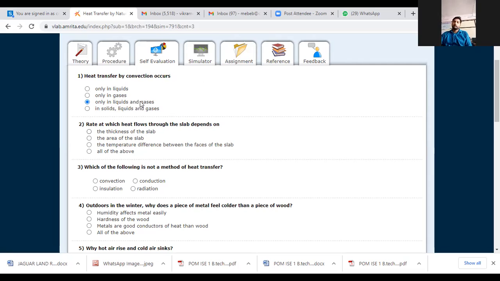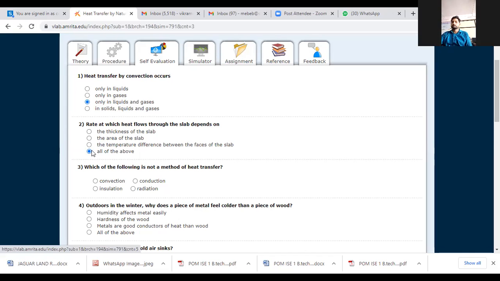Okay. So now here we have to recall Fourier's law. That is nothing but Q is equal to K multiplied by A multiplied by delta T divided by L. Okay, this is the formula for Fourier's law. So on which factors is this heat transfer depending? Thickness of slab, yes, it is depending. Area of the slab, yes, it is depending. The temperature difference between the faces of the slab, yes, depending. So we can say that the answer is all of the above.